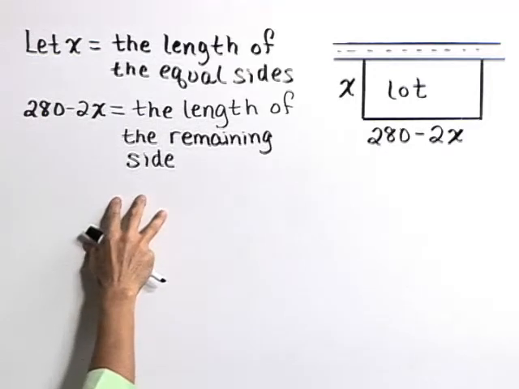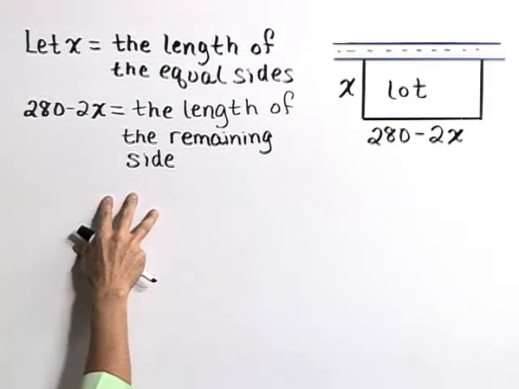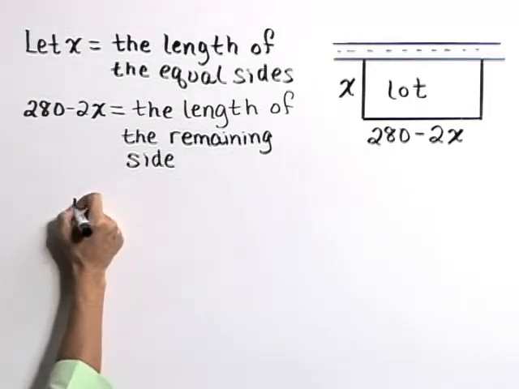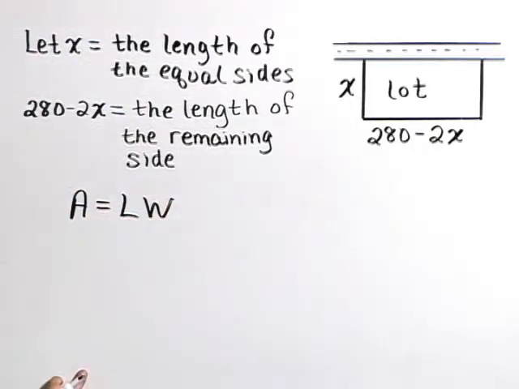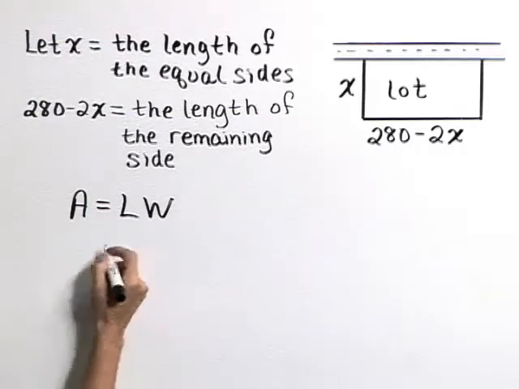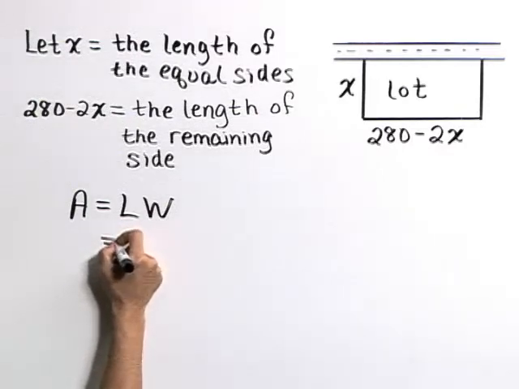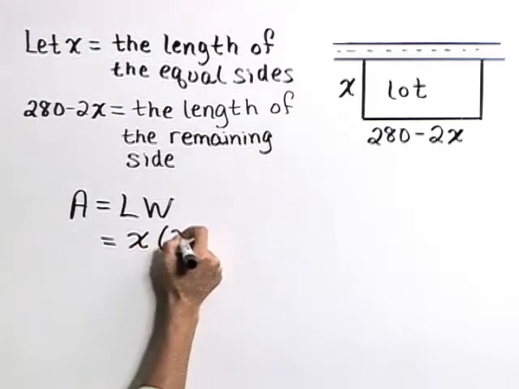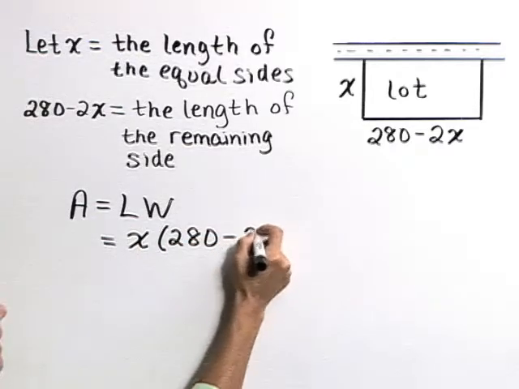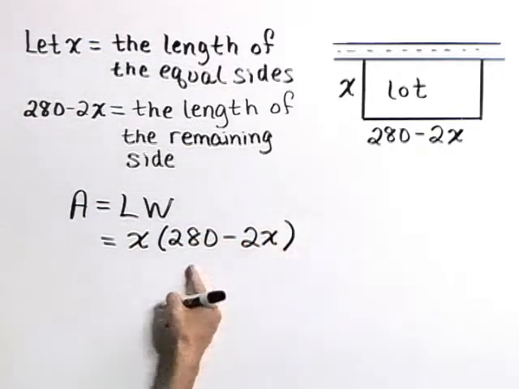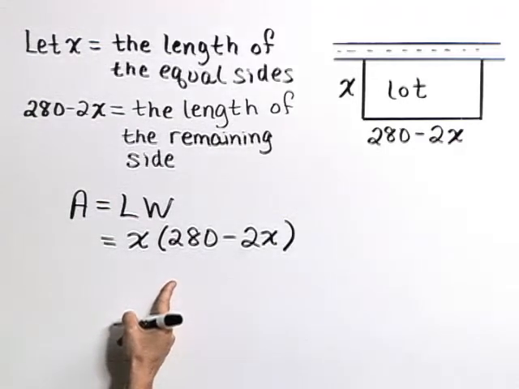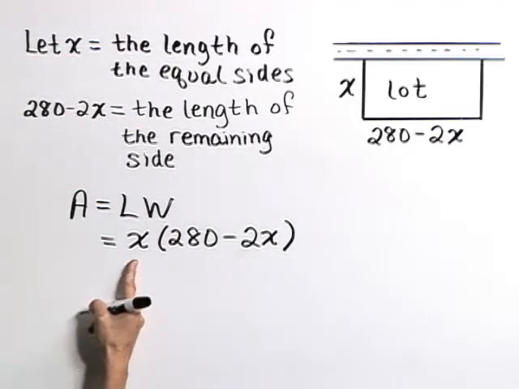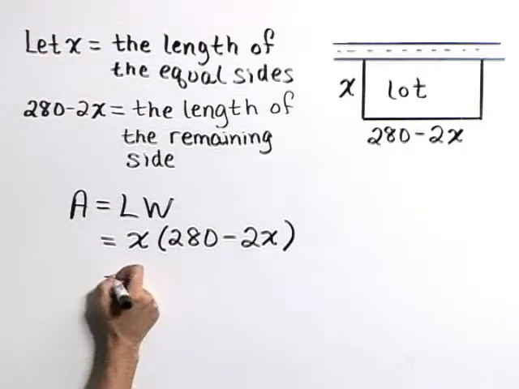We're given information about area. We want to maximize the area, so let's start there. The area of a rectangle is length times width. We've described the dimensions of our rectangle as x and 280 minus 2x, so let's use those for our dimensions. Now, we want to find the value for x that's going to maximize this area.